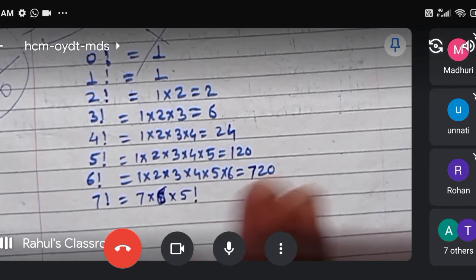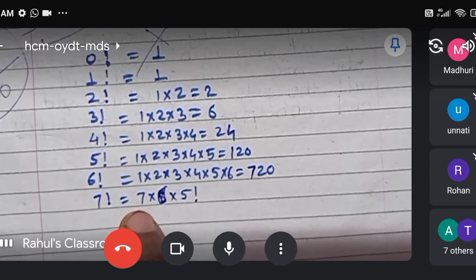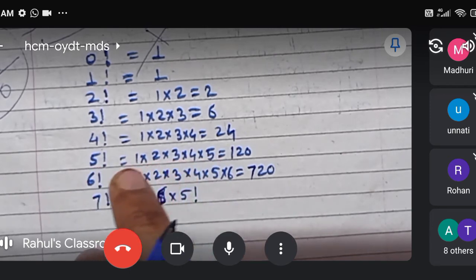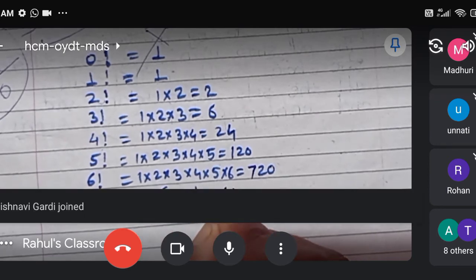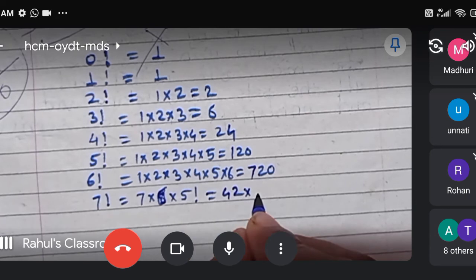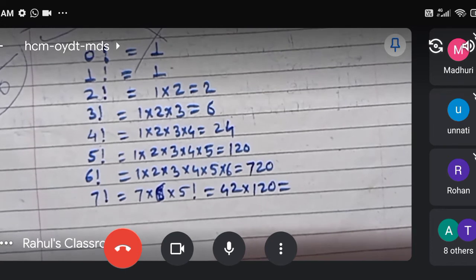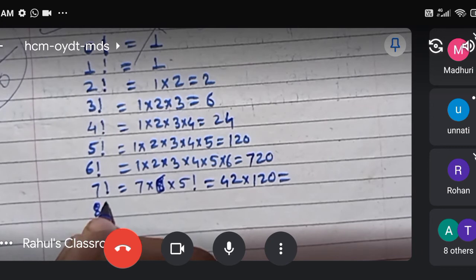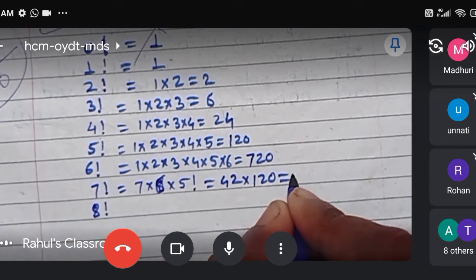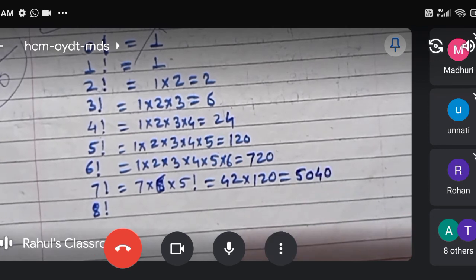That means we can stop at any place. The meaning of this is 7 into 6 into 5 factorial. 5 factorial means 5 4 3 2 1. Again, 7 6s are 42 into 5 factorial. 5 factorial is 120. Total product is equal to how much? Yes, 5040. It's correct. Okay.